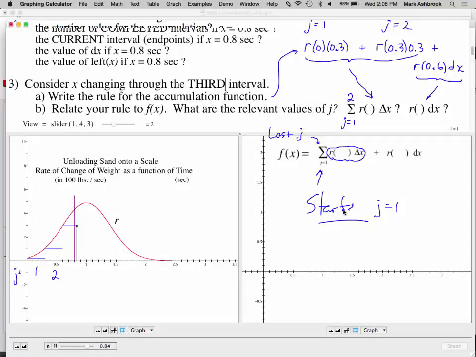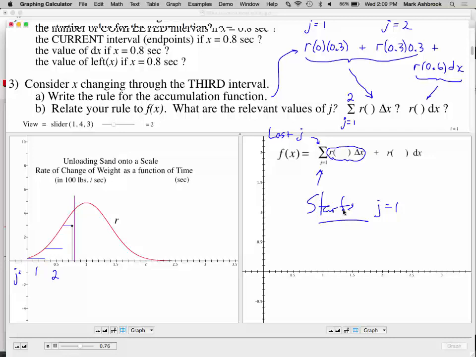So when the current interval is the 37th interval, j will start at what? And will end at 36. And you'll add 36 things together, 36 r delta x's together: for j equals 1, for j equals 2, for j equals 3, for j equals 4.